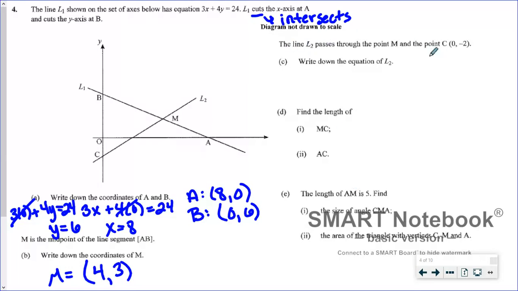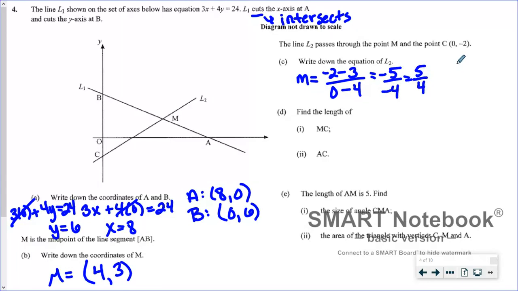The line L2 passes through the point M and the point C, which they tell us is (0, -2). Write down the equation of L2. First we're going to need the slope. The slope, of course, is y2 minus y1 over x2 minus x1, so -2 minus 3 over 0 minus 4. In this case, that is -5 over -4, which is just 5/4.